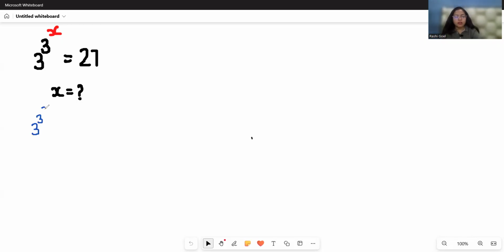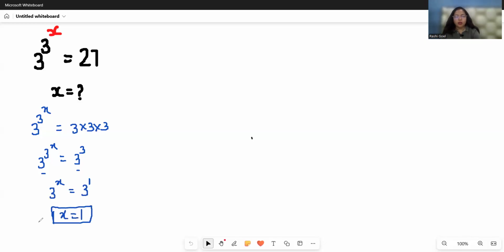So 3 power x equal this 27, I can write it as 3 times 3 times 3. So 3 power x equals 3 power 3. Now if we compare both sides, so 3 power x equals 3, so we can write this as 3 power 1. So what is the value of x? 1. So let's verify.